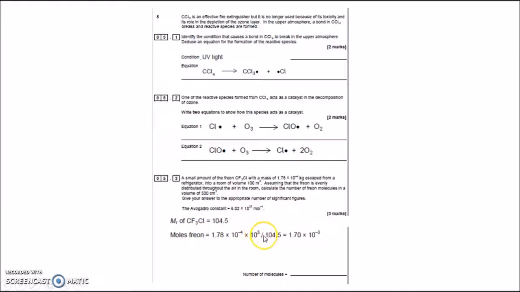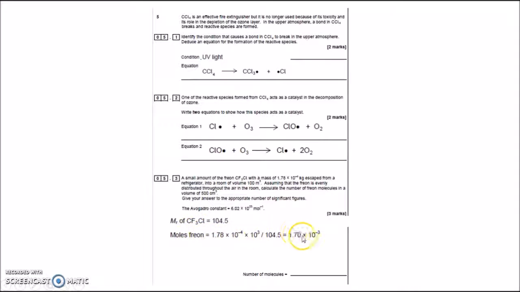Moles is mass in grams divided by the Mr that I've worked out, and it comes out as 1.70 times 10 to the minus 3. I've got the moles. Now that's your first step. If you see something with a formula and you've got a mass, it will want you to work out moles. That's always going to be the first step. Now that I'm a little way in, we can carry on.